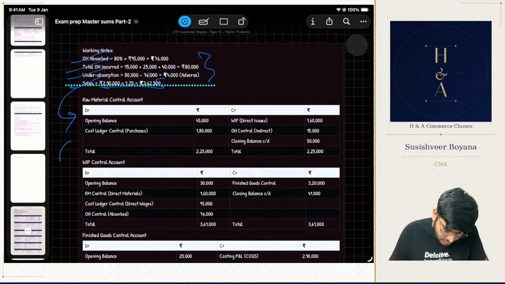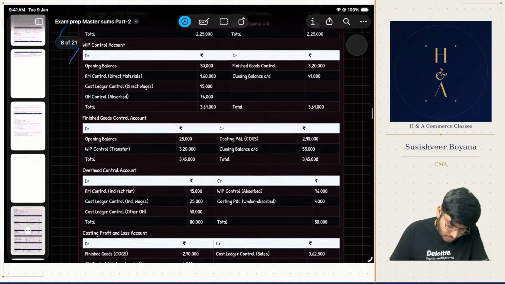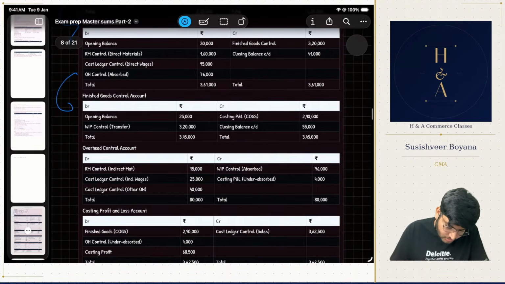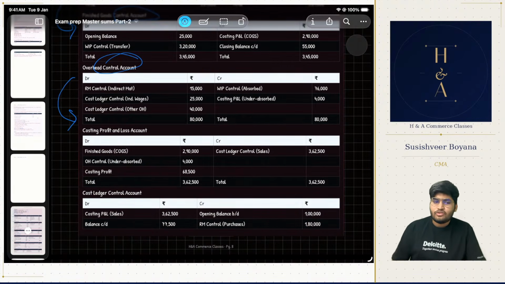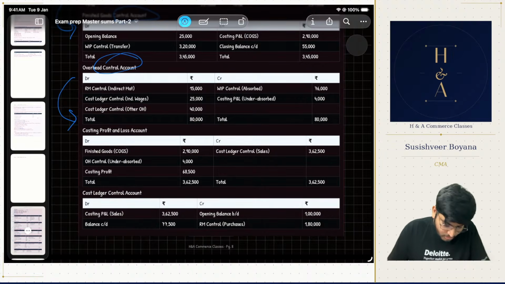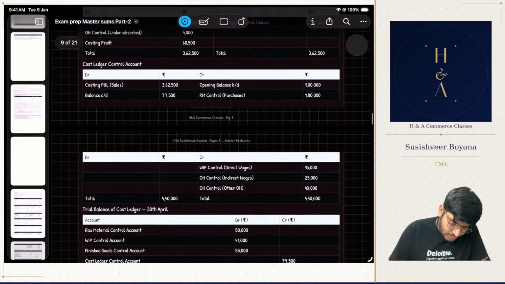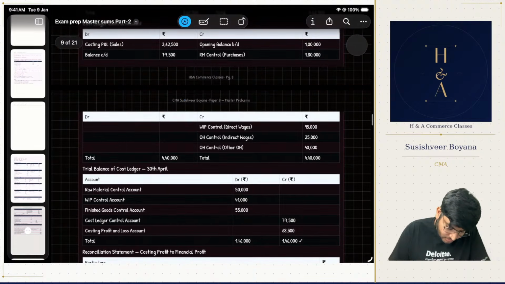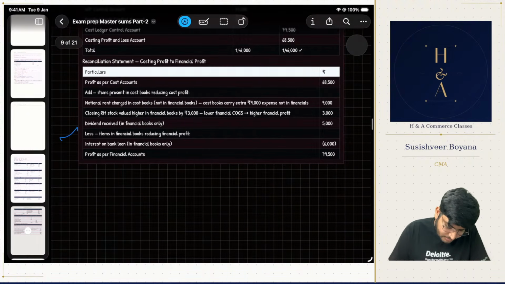Then you start making the ledgers: raw material control account, work in progress control account, finished goods control account. Ideally, in costing we use this word control account at the end. So kindly do write it just to maintain uniformity, and the examiner is going to be super happy. Costing P&L, cost ledger account, anything that you write over here is obviously going to balance out in the reconciliation statement.